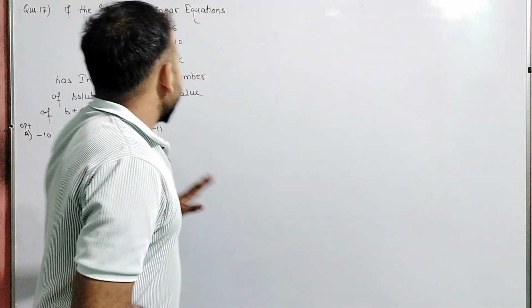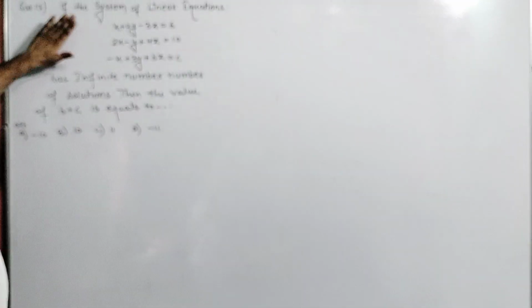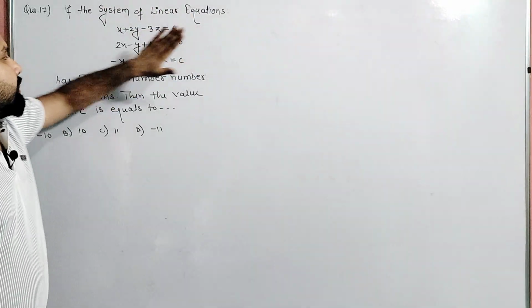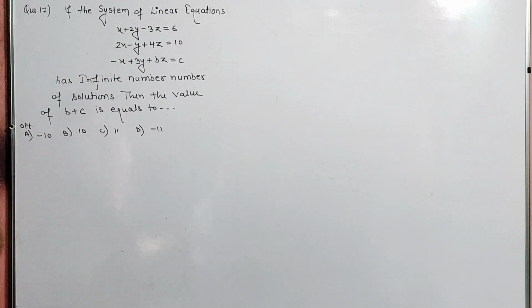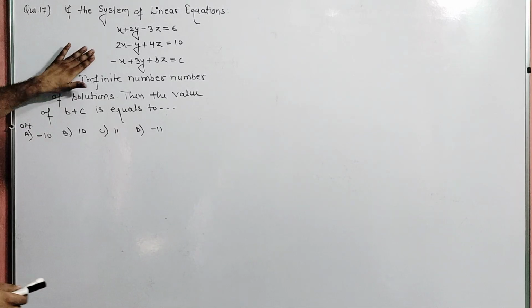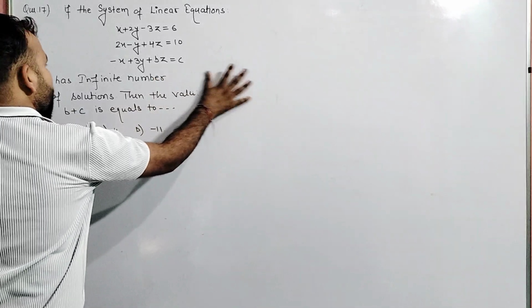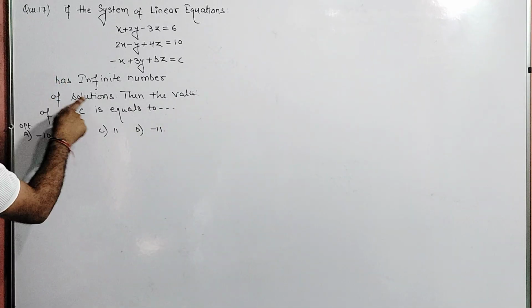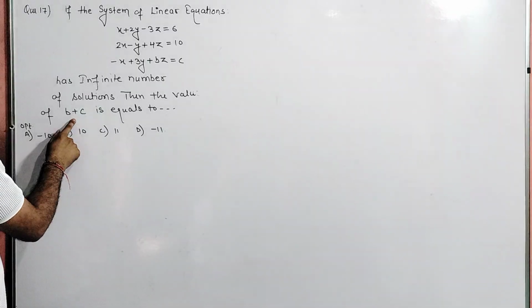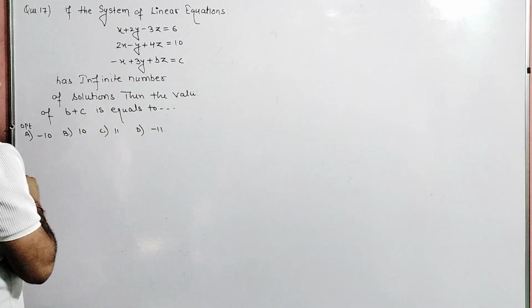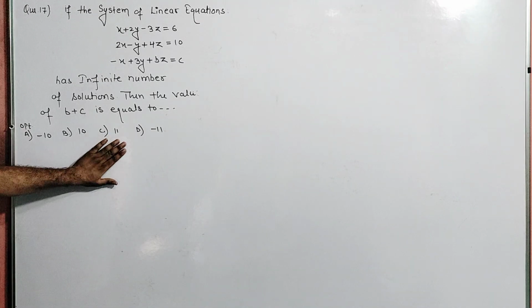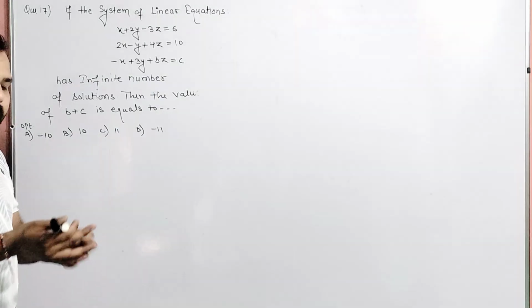So student, our next question is question number 17. If the system of linear equations x plus 2y minus 3z equals 6, 2x minus y plus 4z equals 10, minus x plus 3y plus bz equals c has an infinite number of solutions, then the value of b plus c is equal to, option A is minus 10, B is 10, option C is 11, option D is minus 11.